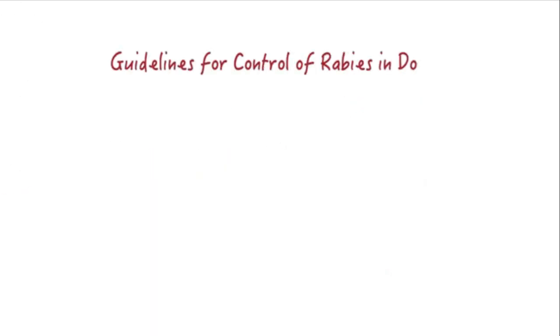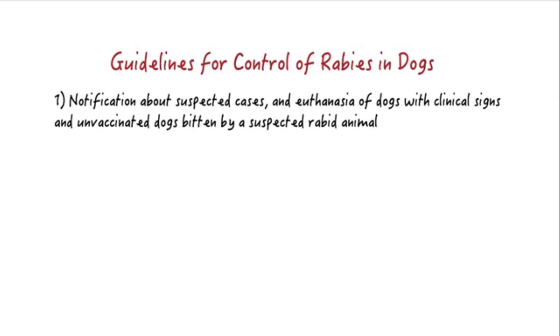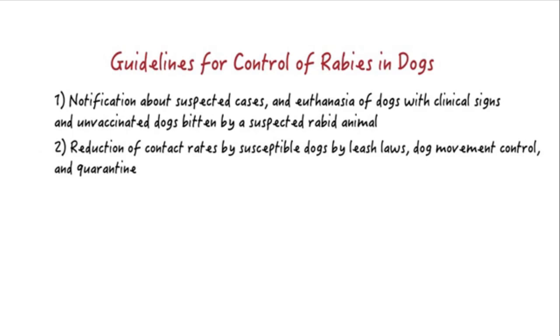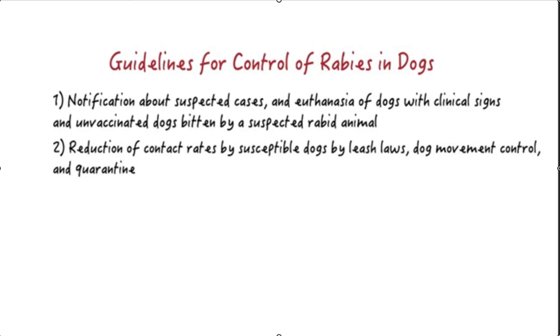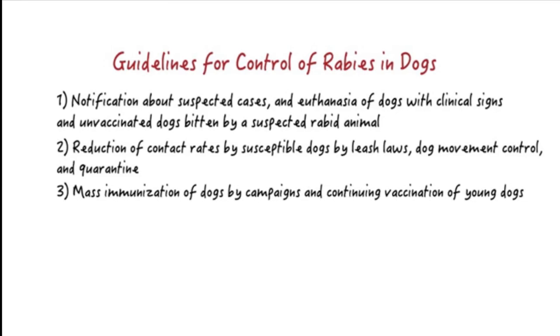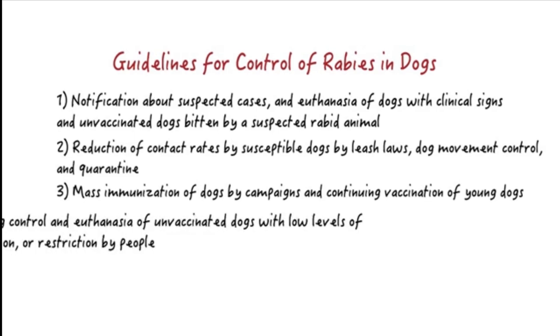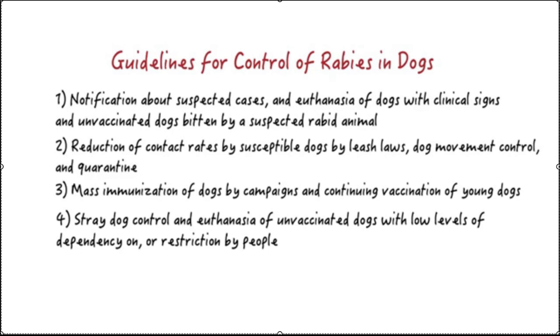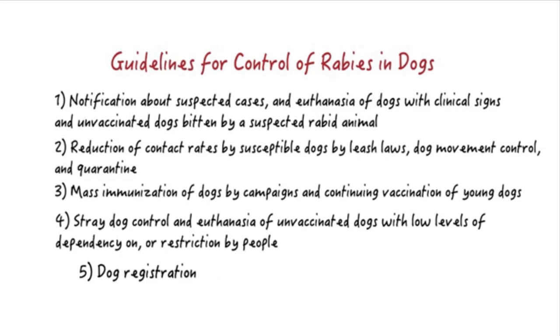Comprehensive guidelines for prevention in dogs have been prepared internationally by the World Health Organization and in the U.S. by the National Association of State Public Health Veterinarians, and include the following. 1. Notification of suspected cases and euthanasia of dogs with clinical signs and rapid diagnostic testing. 2. Reduction of contact rates between susceptible dogs by leash laws, dog movement control, and quarantine. 3. Mass immunization of dogs by campaigns and by continuing vaccination of young dogs. 4. Stray dog control and euthanasia of unvaccinated dogs with low levels of dependency on or restriction by people. And 5. Dog registration.